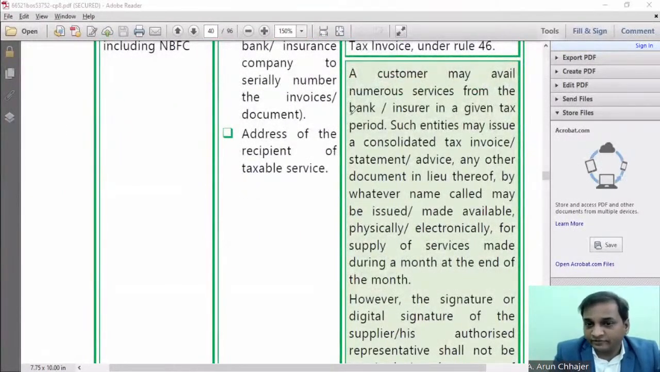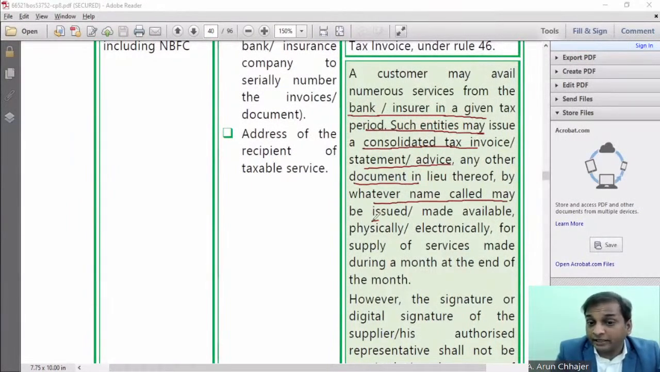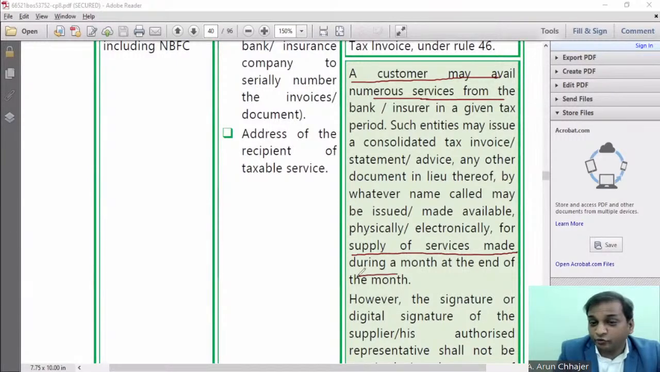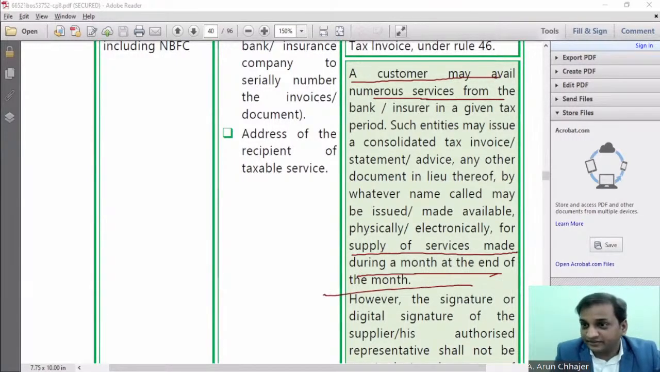A customer may avail services from a bank or insurer in a given tax period. Such an entity may issue a consolidated tax invoice, or any other document in lieu thereof by whatever name called, which may be issued and made available physically or electronically during the month or at the end of the month. Repeating again, the customer may avail numerous services from the bank, and they can issue the invoice for the supply of services made during the month or at the end of the month.